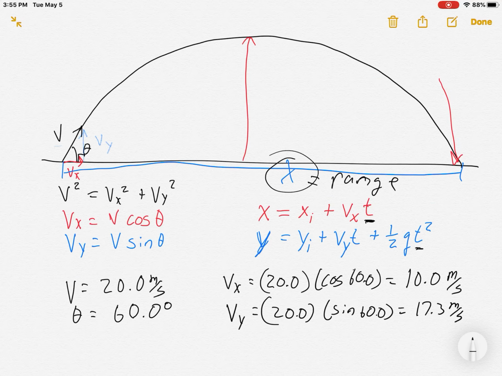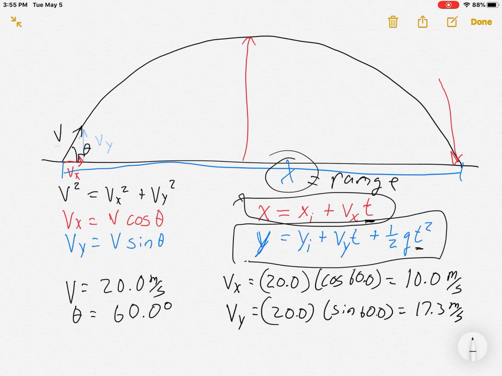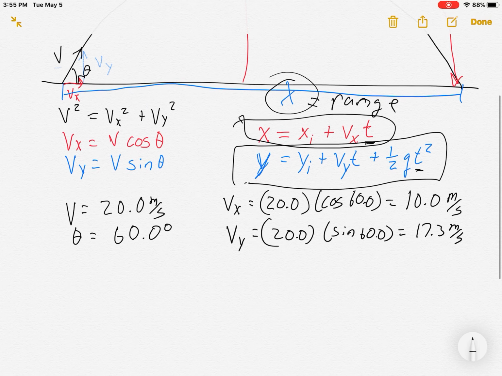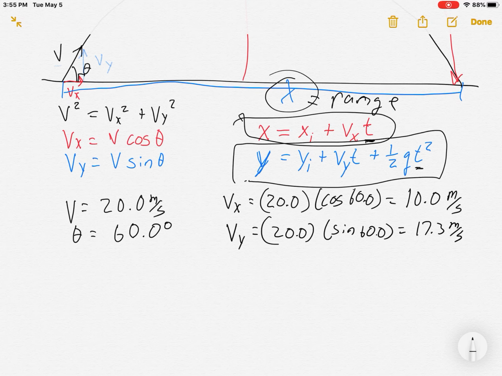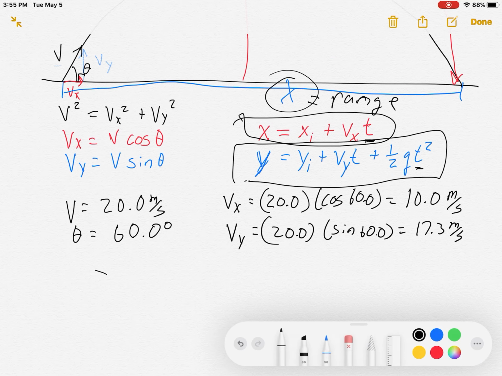How far is it going to travel? Well, as we've already talked about, that depends on t. Well, t depends on gravity and initial velocity. So we're going to use this equation right here to figure out t, and then we're going to use this equation right here with that t to figure out how far this thing travels horizontally. All right, let's talk about this one here a little bit. This is the equation we're using.